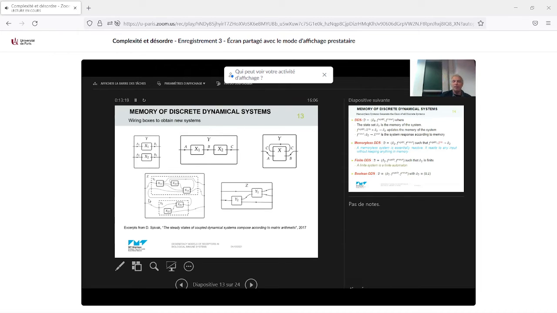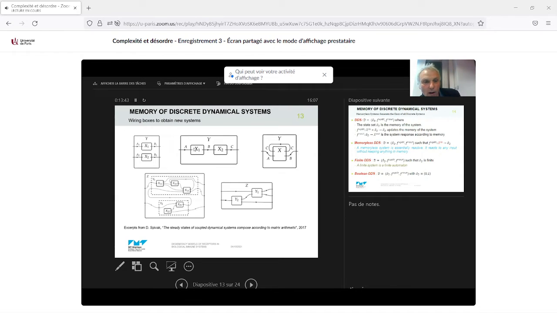In this paper, he presents an algebra, based on a matrix arithmetic in fact, that makes it possible to compose all these discrete systems. So here you have two discrete dynamical systems in parallel. Here you have a serial composition. Here you have something more complicated with feedback.